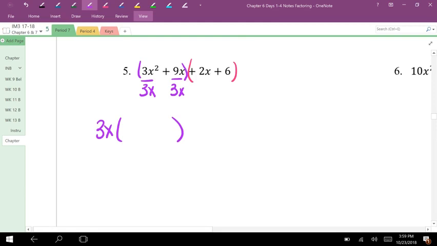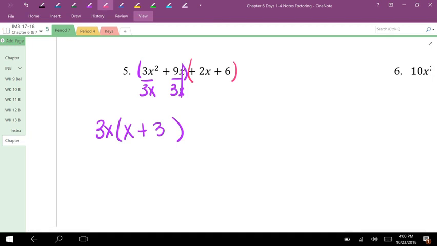There's a couple ways you can do this. You can divide by 3x, or you can say what times 3x gets me 3x squared, and that's going to give me x. Either way works. It just depends on who you are and how your brain works. Bring down your plus sign. 9 divided by 3 gets me 3. The x's cancel. We're done with the purple group.